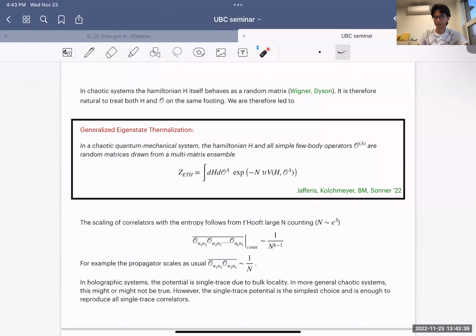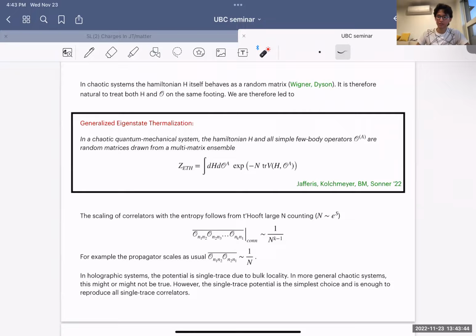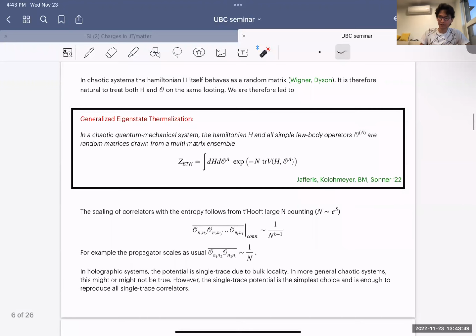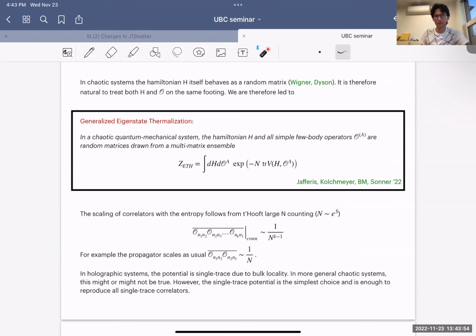So in particular, all these scalings with the entropy that people have discussed follow naturally from the standard 't Hooft counting at large N. In the high energy community, this is something extremely familiar. All of these scalings with N, where N is of order e to the S, the size of the Hilbert space, are very standard from 't Hooft counting. So for example, the two-point function scales as 1 over N, and that's e to the minus S.